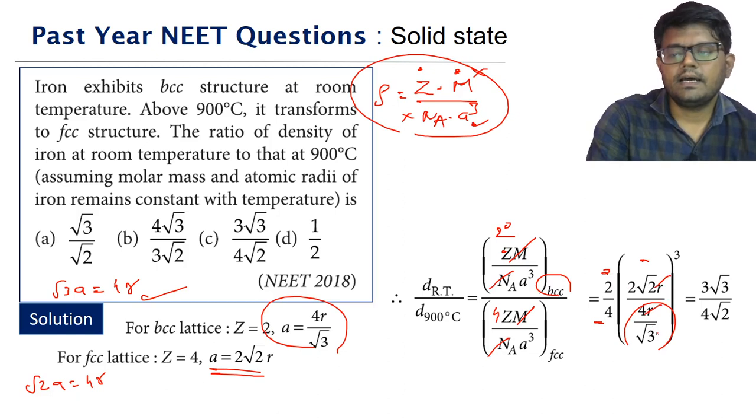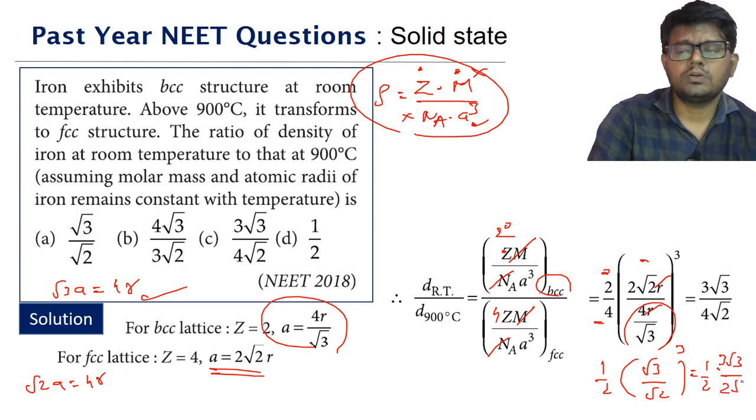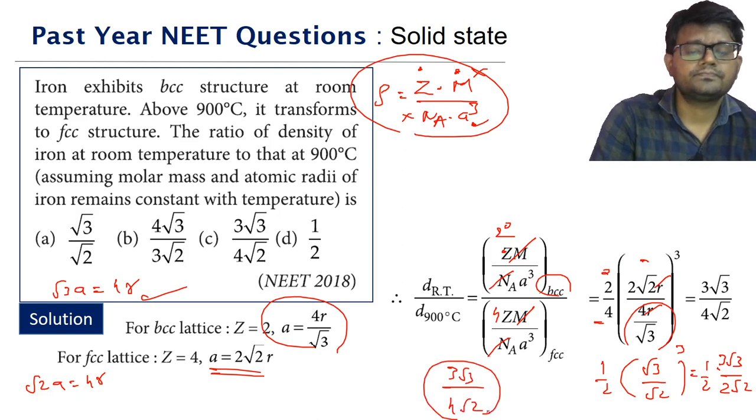Okay. And the root 3 will come to the numerator. So essentially what we will be having is root 3 by root 2 the whole cube. Outside we have 2 by 4, which is 1 by 2. Root 3 whole cube means what? 3 root 3. And root 2 whole cube means what? 2 root 2. So 2 into 2 root 2 will be what? 4 root 2. So finally what is the ratio? 3 root 3 divided by 4 root 2.